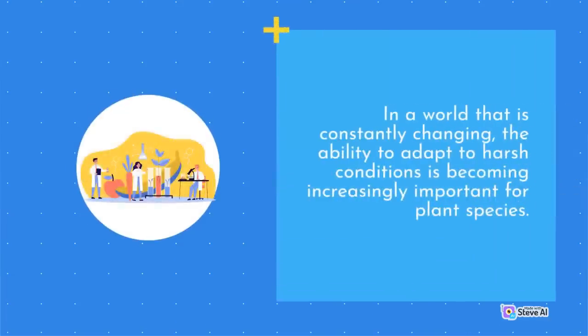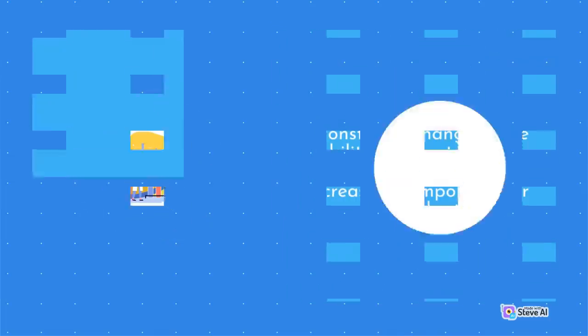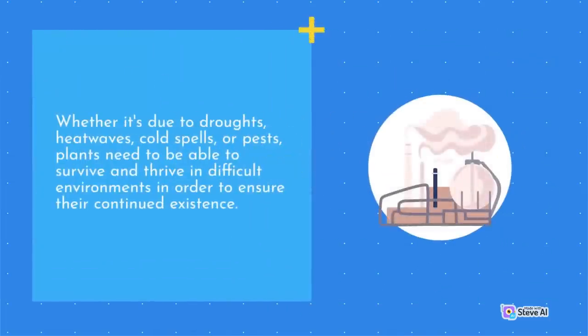In a world that is constantly changing, the ability to adapt to harsh conditions is becoming increasingly important for plant species. Whether it's due to droughts, heat waves, cold spells, or pests, plants need to be able to survive and thrive in difficult environments in order to ensure their continued existence.